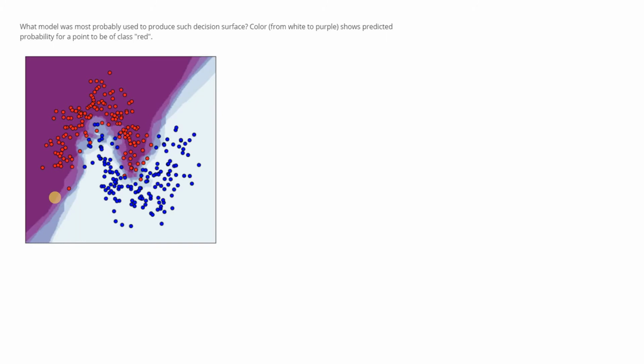Coming to the next question: what model was most probably used to produce such a decision surface? Color from white to purple shows the predicted probability for the point to be class red. The options are linear model, random forest, KNN, decision tree. So the correct answer is obviously KNN, right?